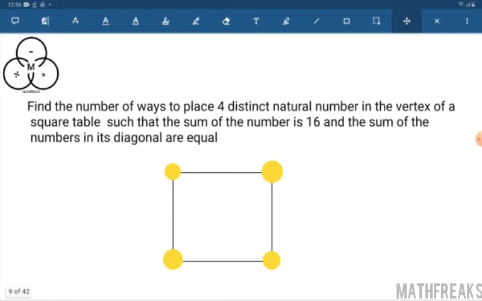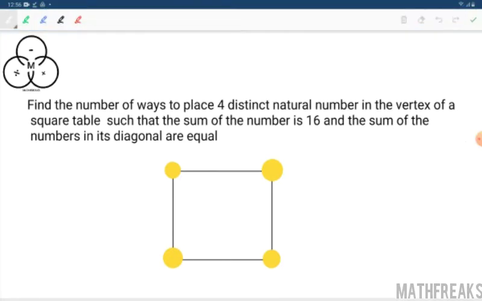Find the number of ways to place 4 distinct natural numbers on the vertices of a square such that the sum of the numbers is 16 and the sums of the numbers on each diagonal are equal. Suppose the numbers are a, b, c, d. Then a plus c will be 8, because the diagonal sums are equal and the total sum is 16.